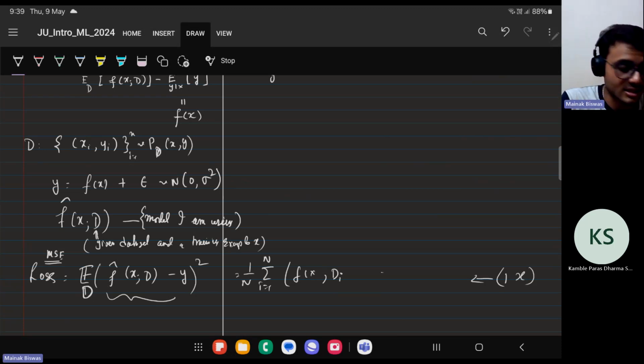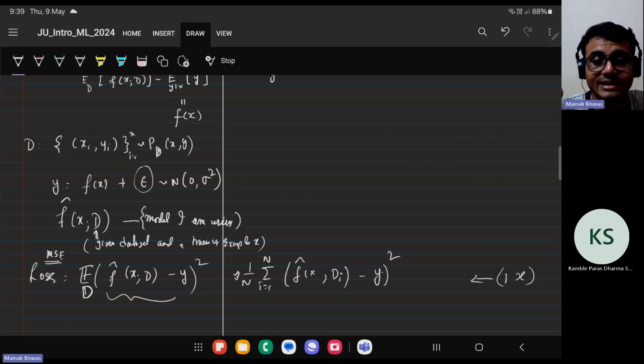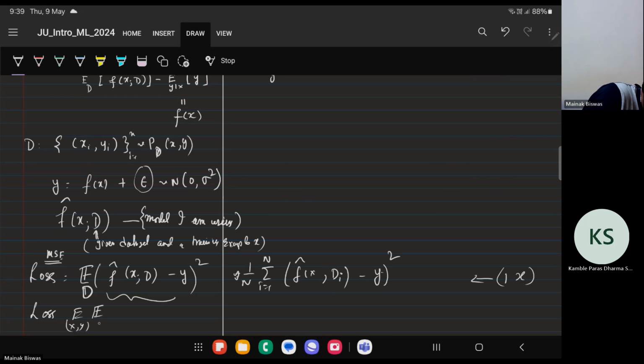For one particular x, you will sample epsilon multiple times and you will get different y's. This is your empirical loss that you generally get. But therefore the whole loss is defined as the expected value over x comma y, expected value over epsilon or the data set, of (f hat of x comma D minus y) whole square, right?